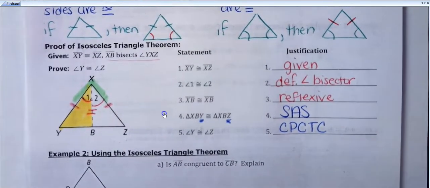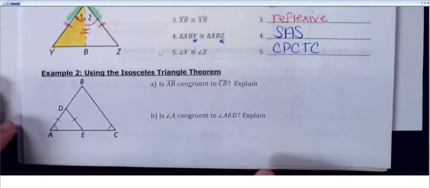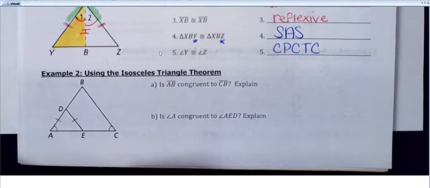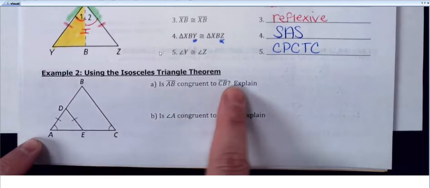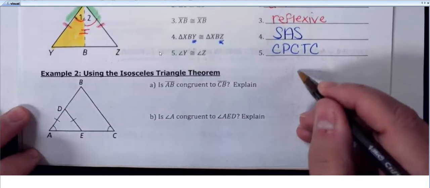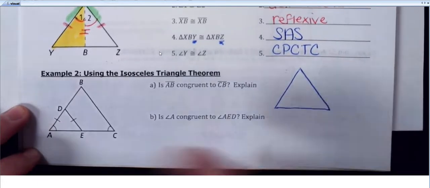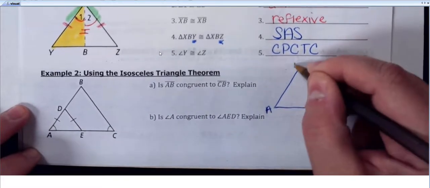Okay, now I'm going to show you a little problem. I might ask you a question something like this. So I have this kind of diagram over here to the side, a little bit weird. It says, is AB, that would be this whole side here, congruent to CB? I'm just going to draw this to the side to defend this, but without the little segment from D to E. I'm just going to write ABC.